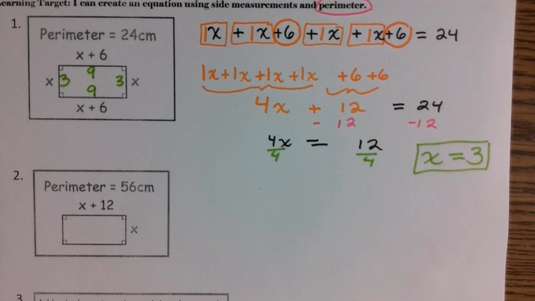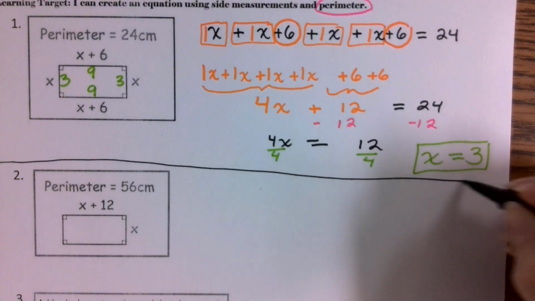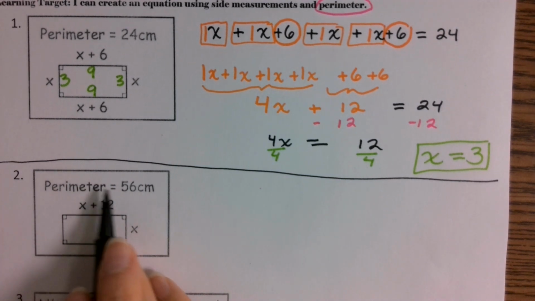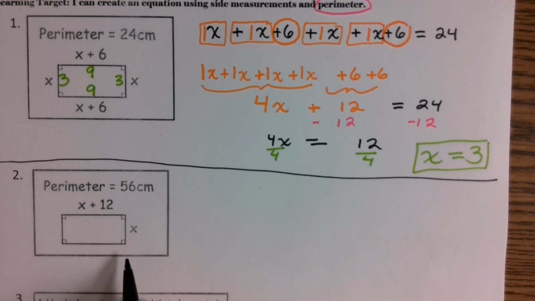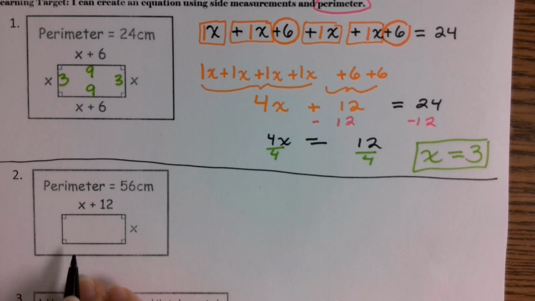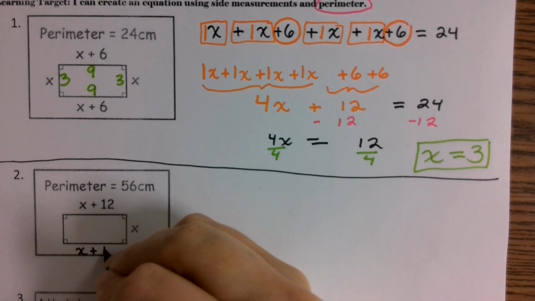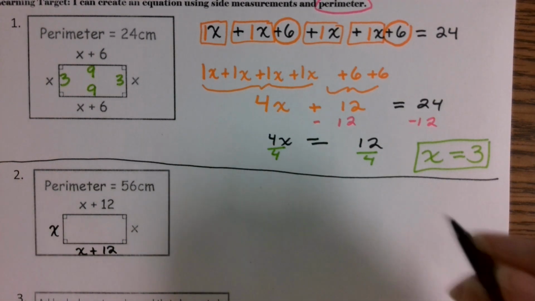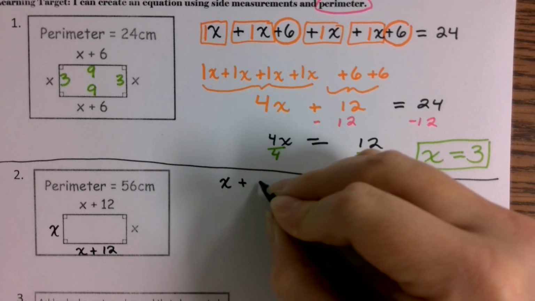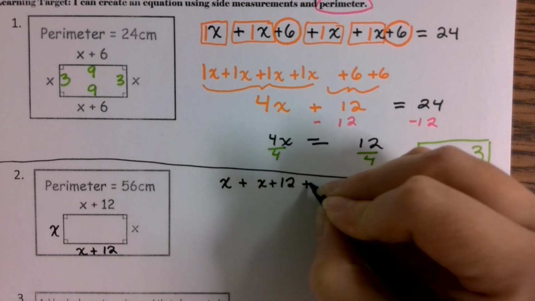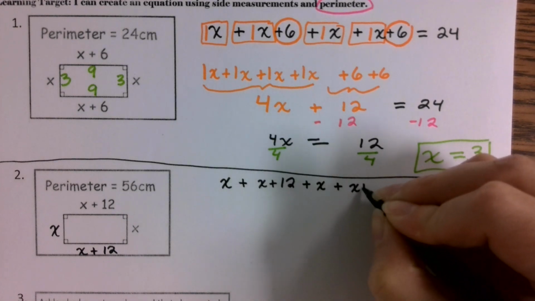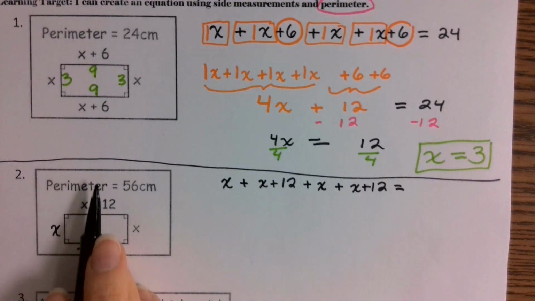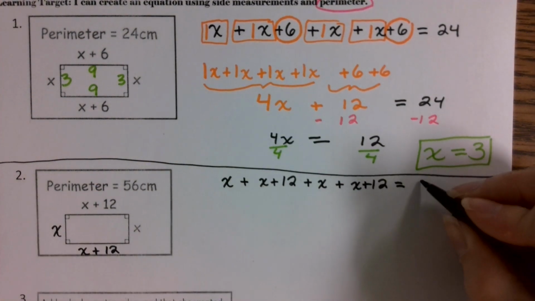Okay, let's take a look at the next one, problem number 2. Okay, the perimeter is 56. We have a measurement that is x plus 12 and another measurement that is x. What does that make this bottom measurement? X plus 12. What does that make this side measurement? X. So now we can plug it in and create an equation. We can do x plus 12 plus x plus 12. And the whole thing is going to be set equal to, what's our perimeter? 56.